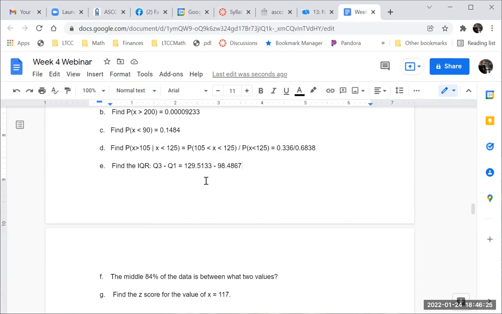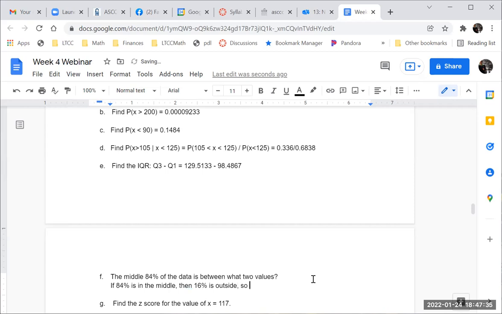Okay. So let's go to F. So the middle 84% of the data is between what two values? So that was a little bit, you got to think a bit. What if I asked you the middle 50%? So the idea of the middle 50%, that is the interquartile range, right? And that's 25% of the left, 75% right of the right side. So similarly with the 84%, if there's 84% in the middle, let me write this in. Then how much is outside? Yeah, 16% is outside.